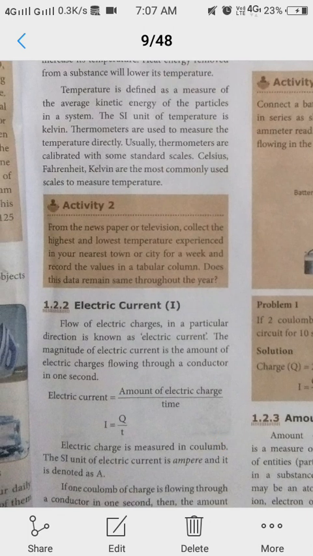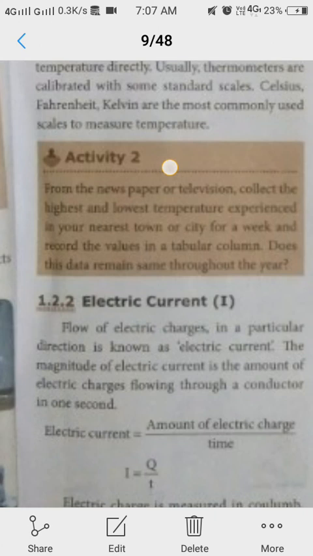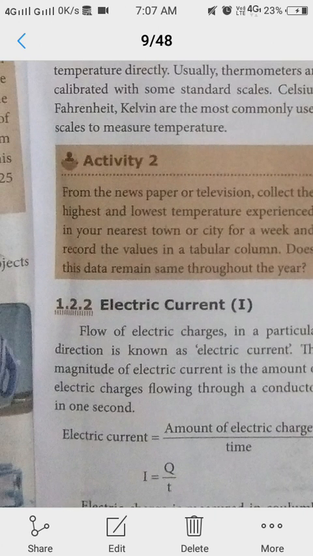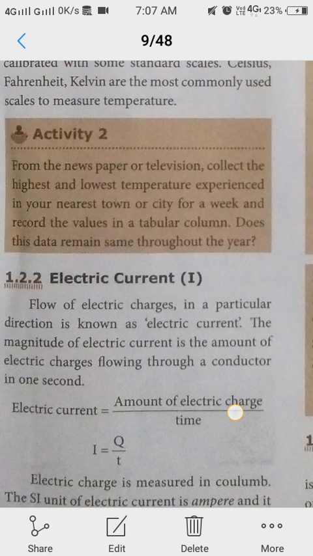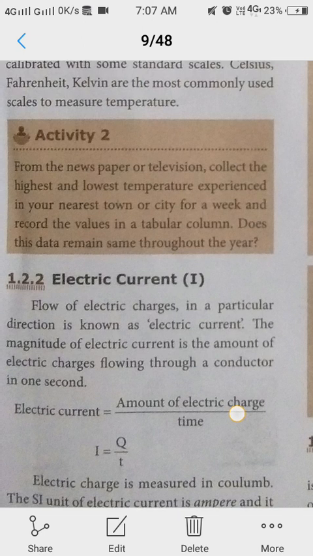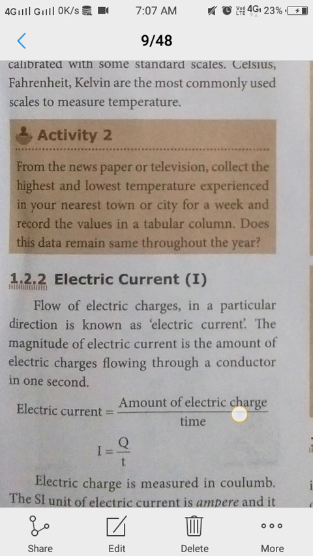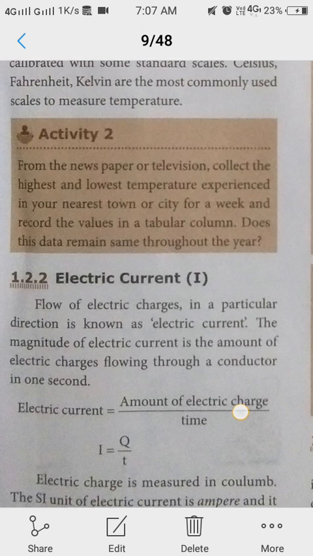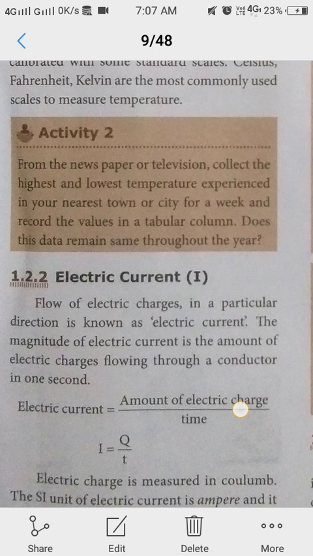What is electric current? Electric current is the flow of electric charges in a particular direction. What are the two types of charges? Positive charge and negative charge. Flow of positive charges or flow of negative charges in a particular direction is known as electric current. So what's the definition for electric current? Flow of electric charges in a particular direction.